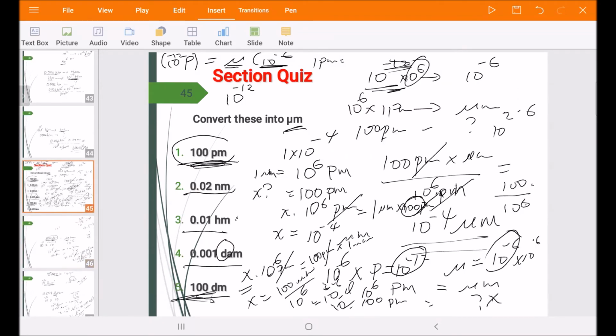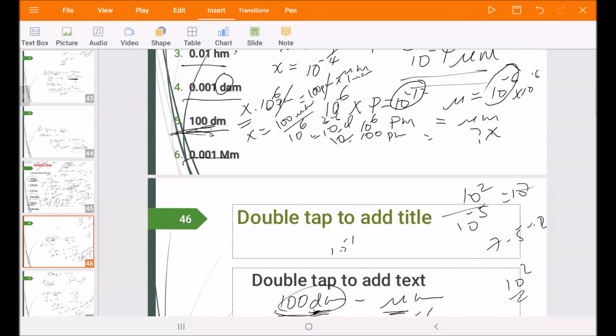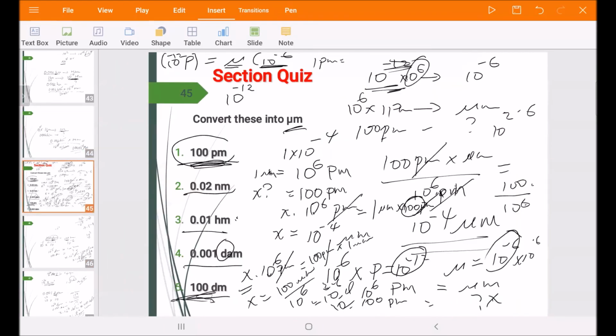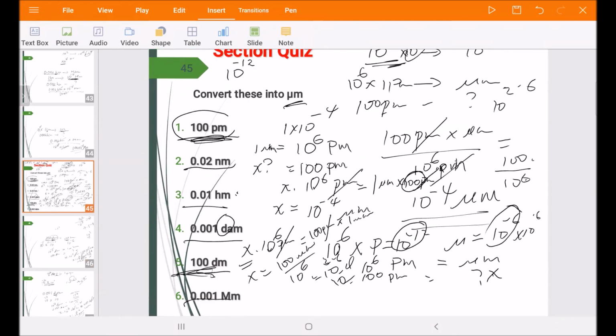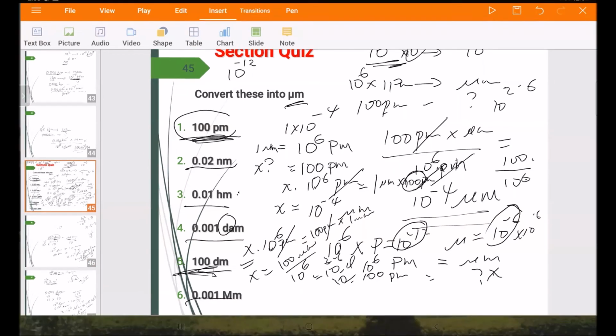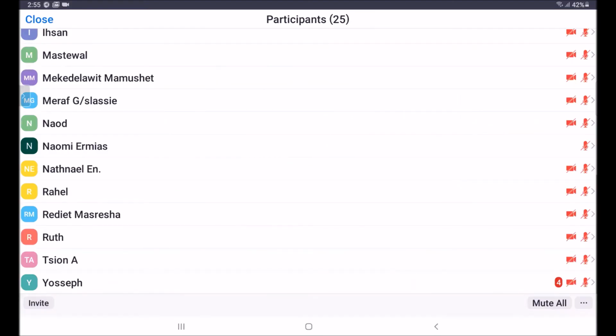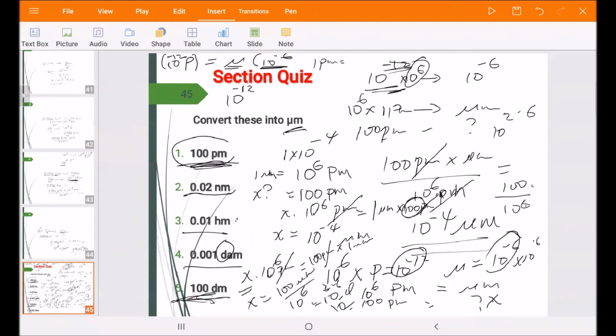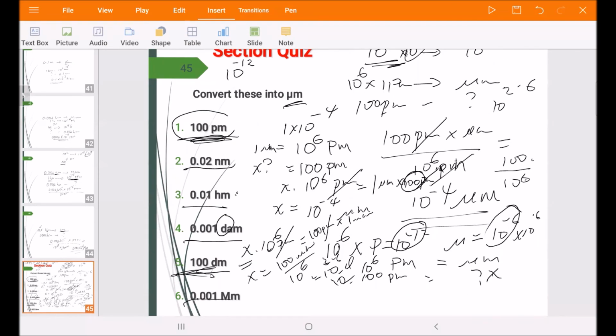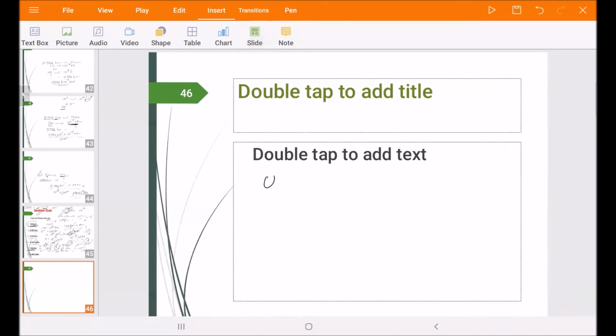Are you good? All right. Next question: convert 0.001 megameter into micrometer.